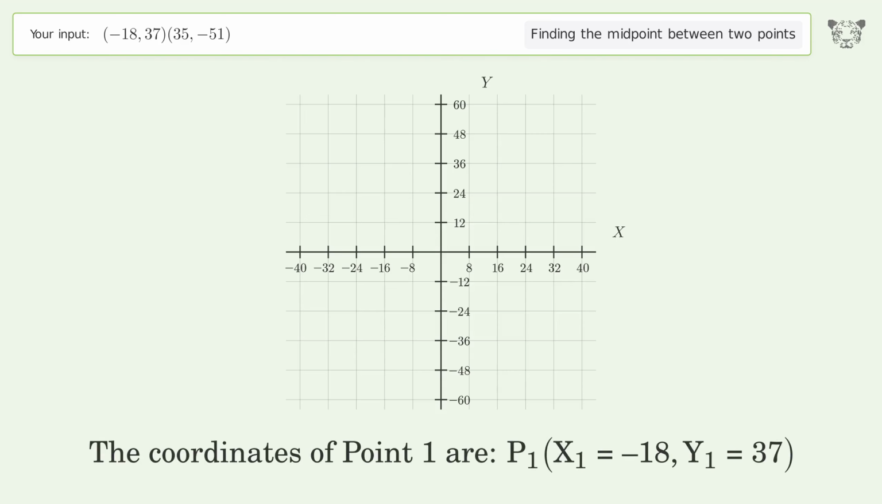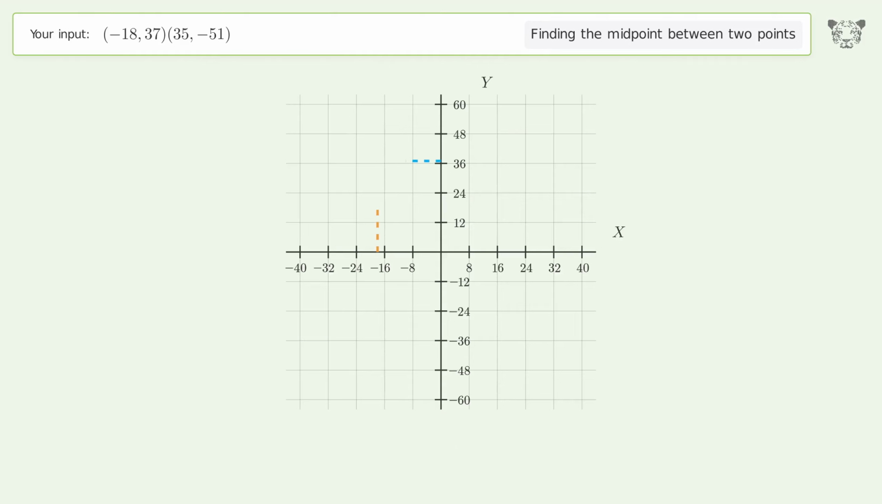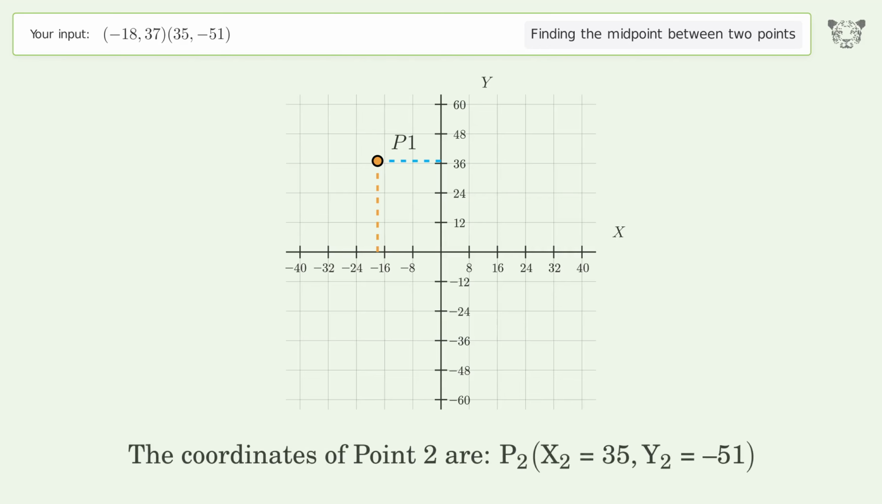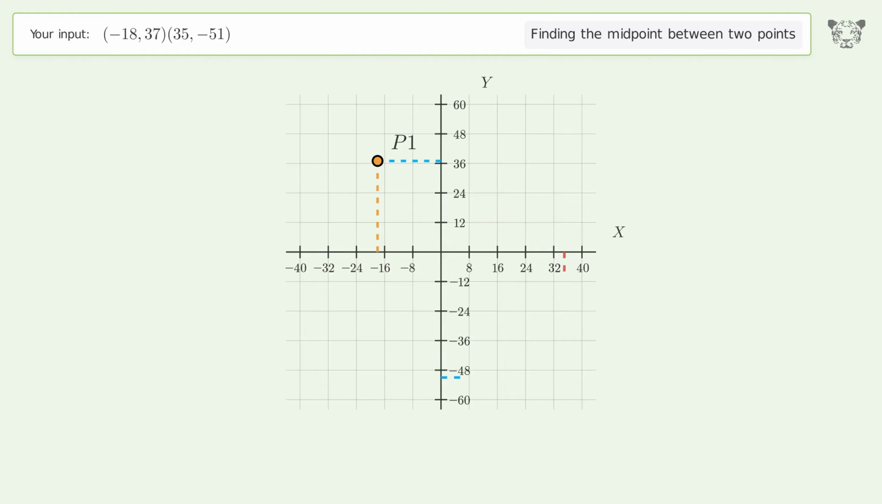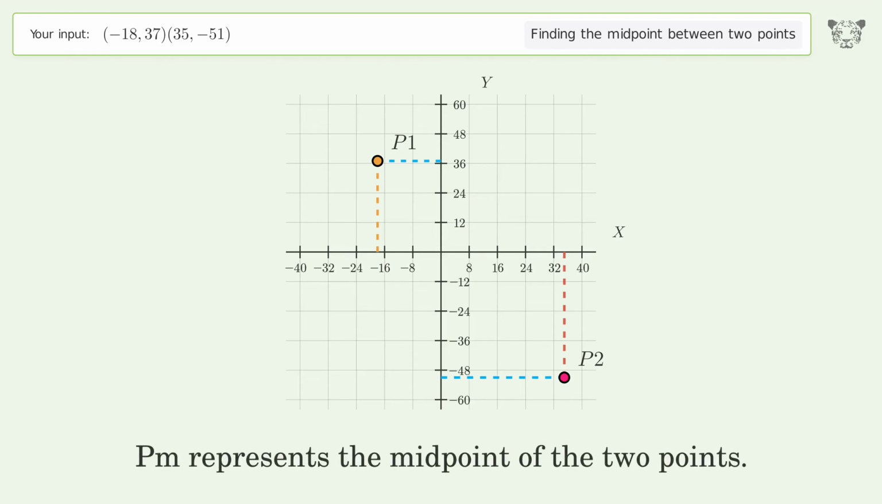The coordinates of point 1 are, x1 equals -18, y1 equals 37. The coordinates of point 2 are, x2 equals 35, y2 equals -51. PM represents the midpoint of the 2 points.